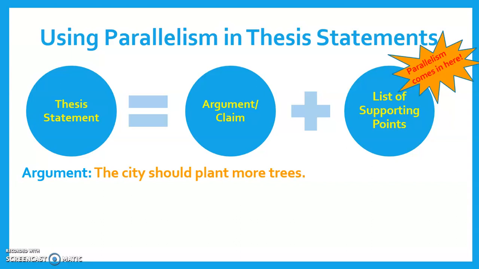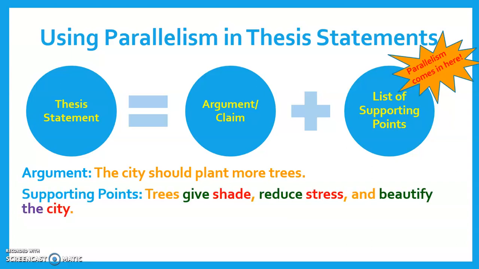So say we're going to write an essay with this claim that you could agree or disagree with. We want to get people to agree with the idea that the city should plant more trees. And we want to back it up with some evidence, right? So we need to make a list, and we need to make sure it's parallel, like this one. Trees give shade, reduce stress, and beautify the city. Notice we've got verb phrases going on. We've got give shade, verb, noun; reduce stress, verb, noun; and then beautify the city, which is a little different because we've got an adjective thrown in there, but it just sounds weird to say beautify city, so we kind of need that adjective. They're all the same structure.